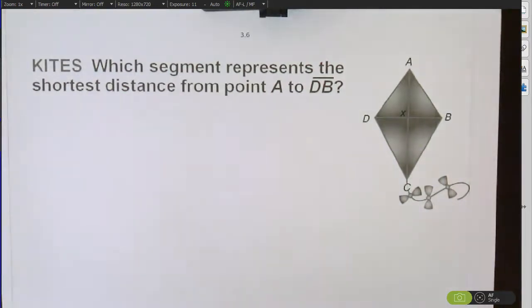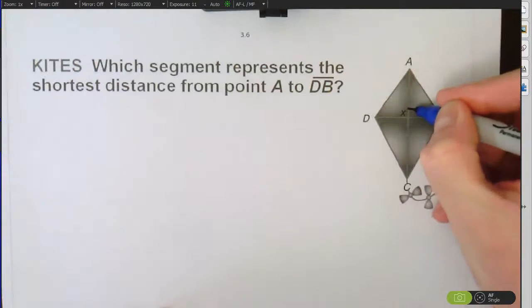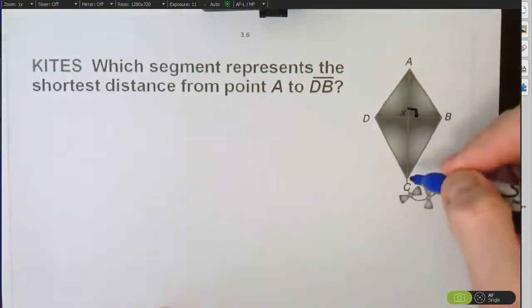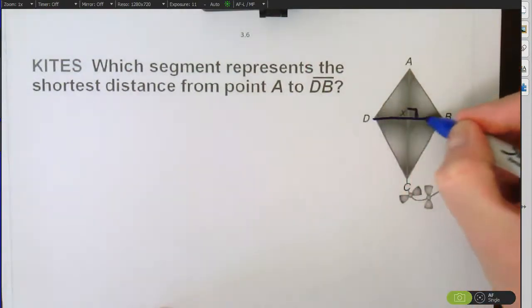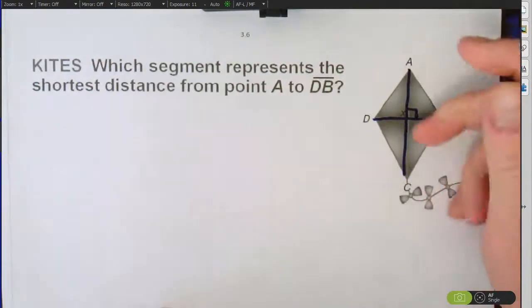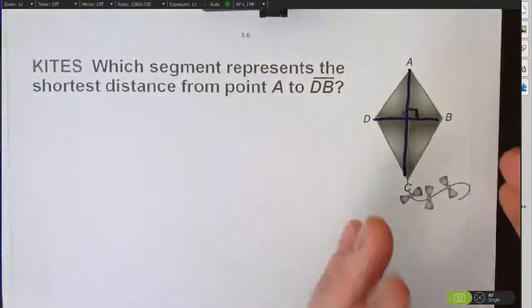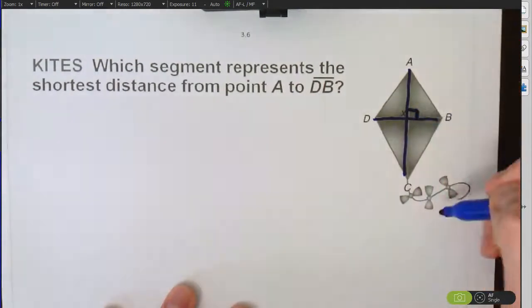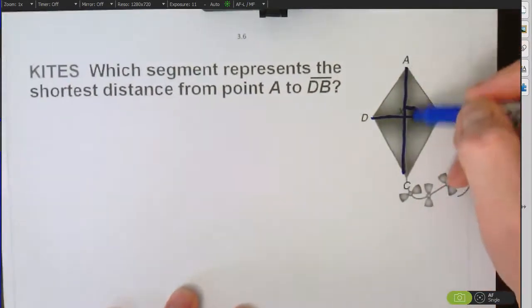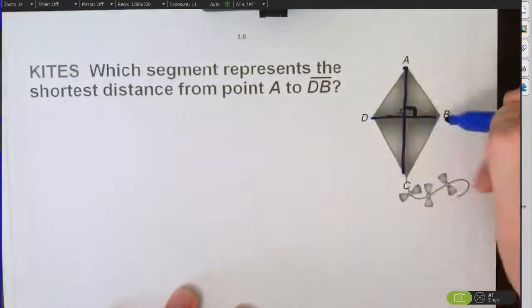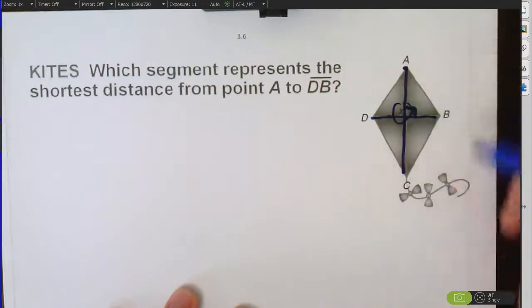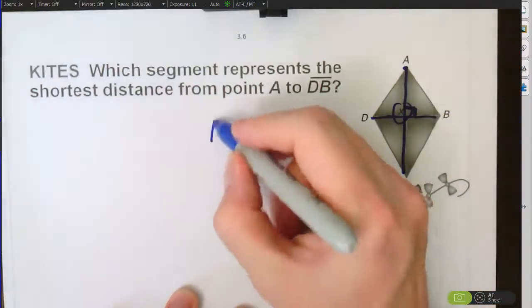Well, we're talking about a kite, and one of the things you need to know about a kite, and we'll learn this later on for sure, is that the segments that make up the diagonals of the kite, the wooden or plastic part that gives it the shape of a kite, are perpendicular. When they say which segment is the shortest, if it goes from A to DB, it has to be the one that's perpendicular there. Hey, it's AX. That's the shortest distance.